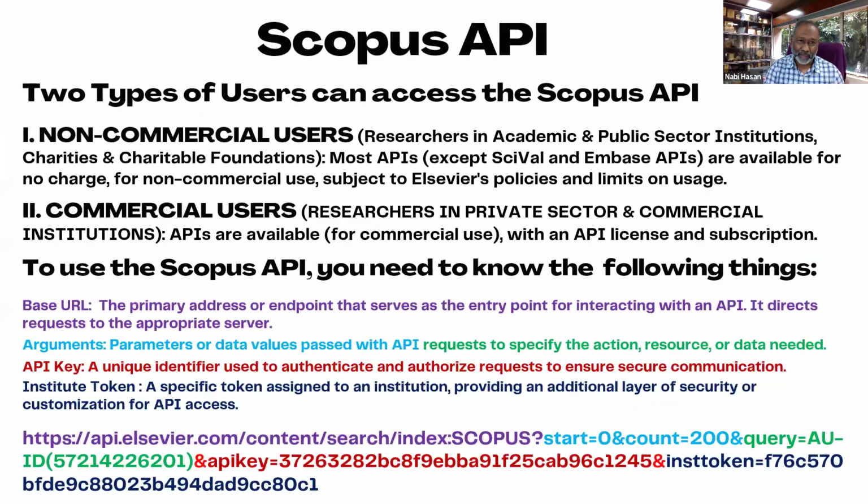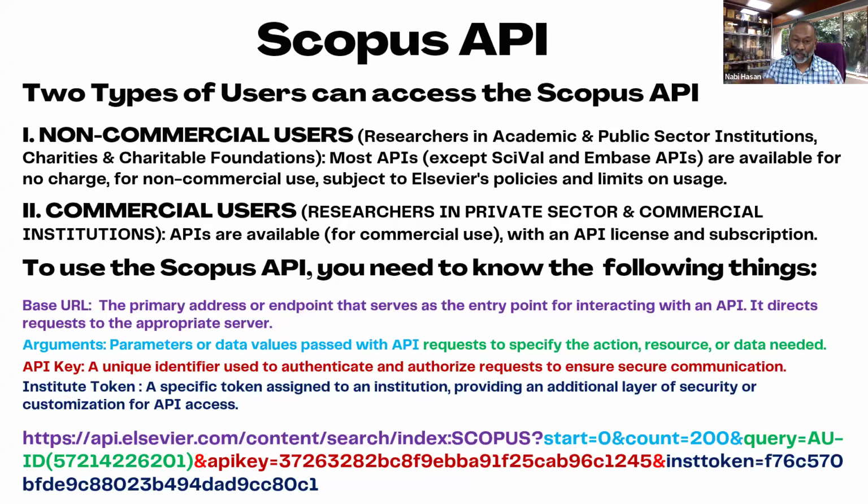Apart from this, let's discuss Scopus APIs. So you have to go to the developers portal. There are two types of users who can access the Scopus API. One are non-commercial users: researchers in academia and public sector institutions or charities. So most APIs, except like SciVal and Embase APIs, are available for no charge for non-commercial use, subject to Elsevier's policies and limits on usage. Then there are commercial users as well, where the billable products are available.